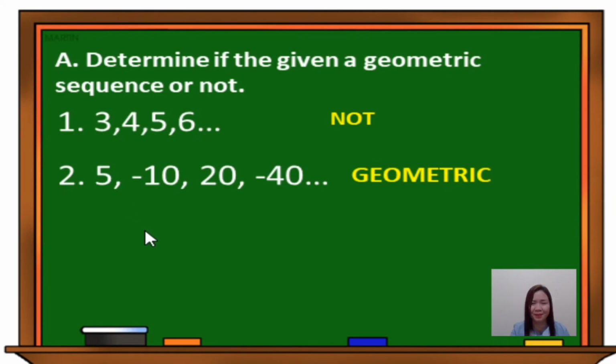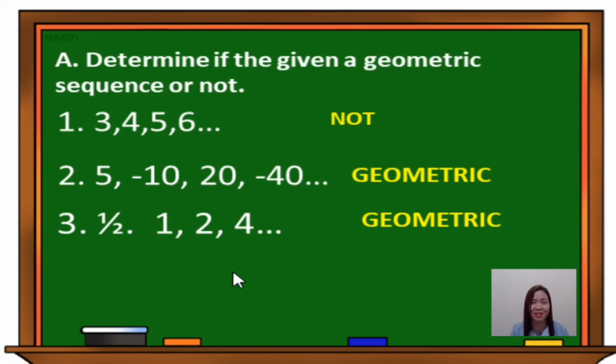Number 3. We have 1/2, 1, 2, 4. Is that a geometric sequence? And the correct answer is the given is a geometric sequence. So if we are going to divide 4 divided by 2, the common ratio is 2. Is that clear? Very good.